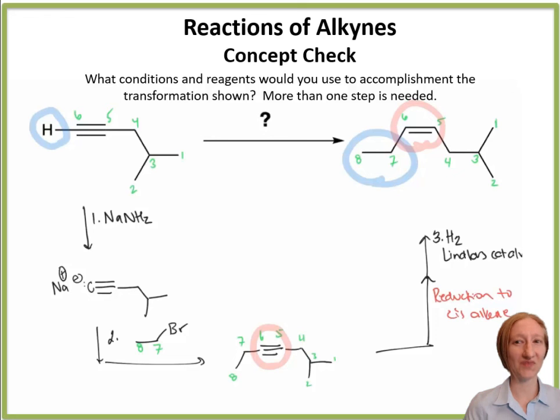So overall, we can convert the alkyne given into the alkene product shown in 3 steps, using first sodium amide, then ethyl bromide to generate the internal alkyne, and finally treating that with hydrogen in the presence of Lindlar's catalyst to give the cis alkene product.